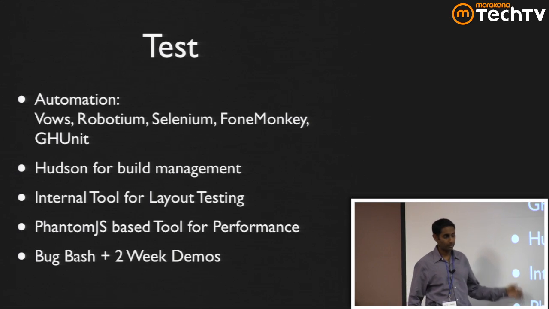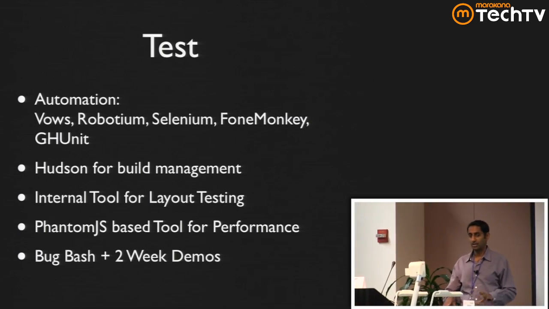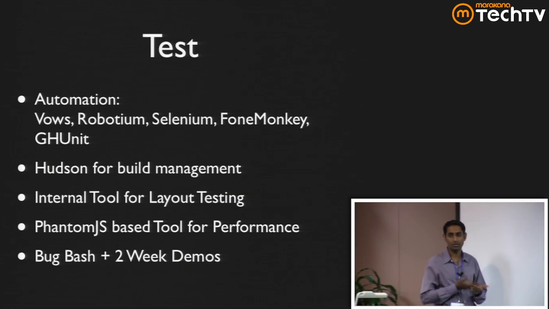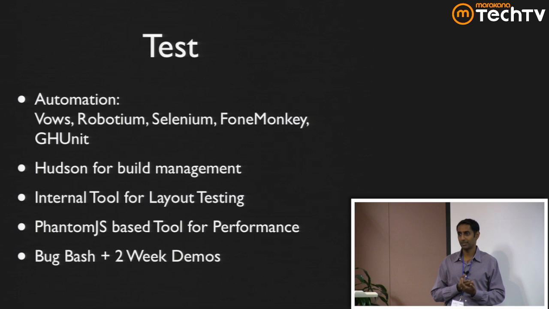We have an internal tool for layout testing. So it's actually pretty cool. We built a tool that will tap on the screen somewhere, take a screenshot, tap on the screen, take a screenshot, tap on the screen, take a screenshot. The next time you run it through, it'll compare the current screenshot against the previous screenshot and see if there's more than 5% pixel difference. If there is more than 5% pixel difference, then you know that the layout has changed.